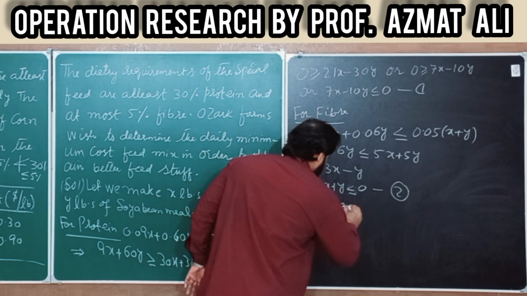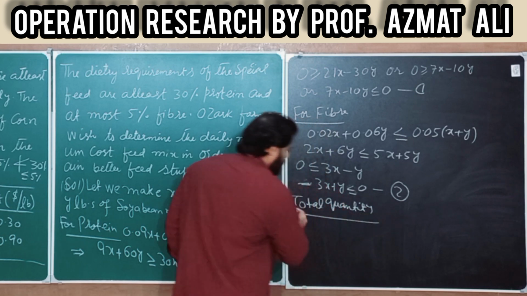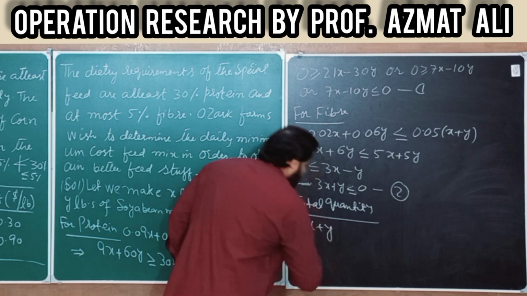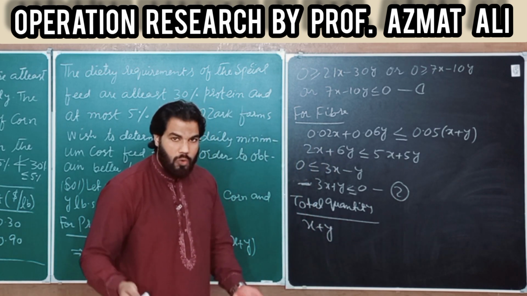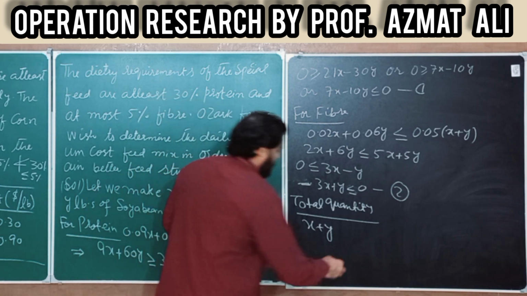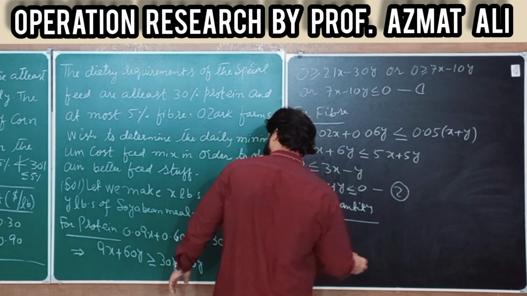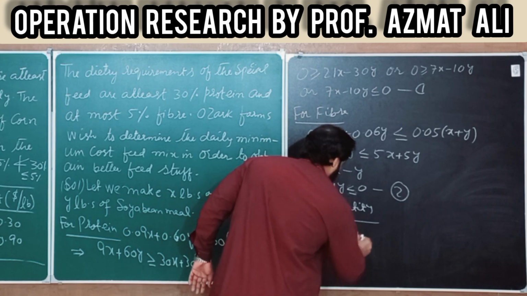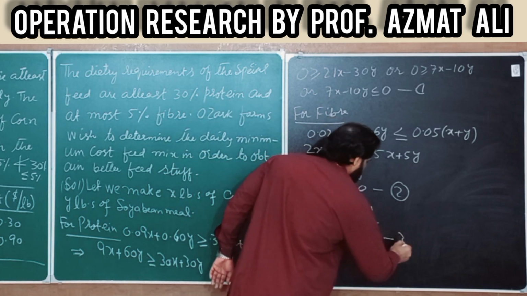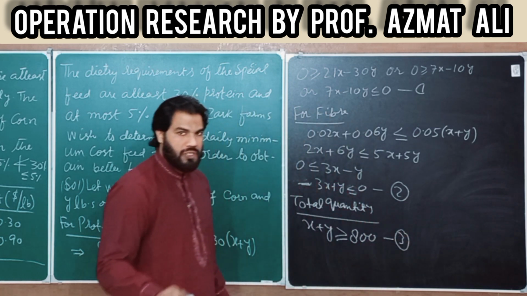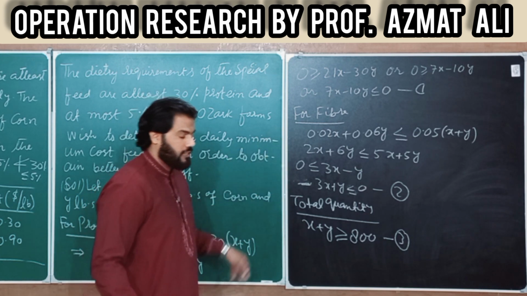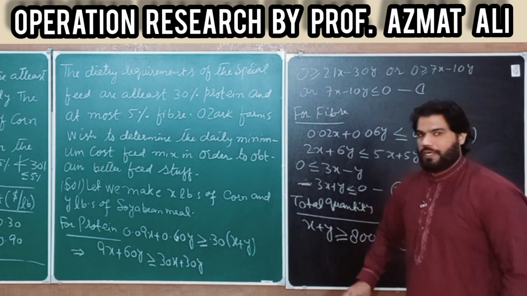Total quantity. The constraint for total quantity is x plus y, which is at least 800 pounds. Now at this time there is no percentage sign here. This will be greater than or equal to 800. Now we make associated equations of 1, 2 and 3 and draw the graph of these inequalities, and we will find the optimal solution finally.